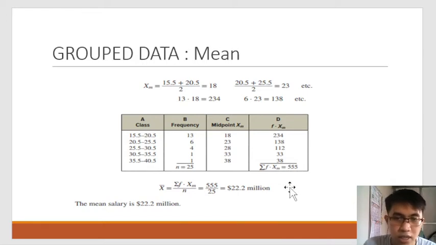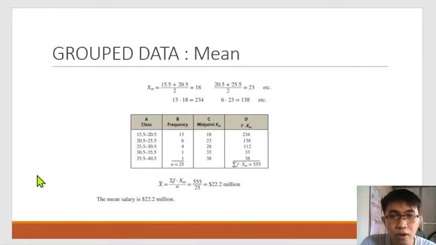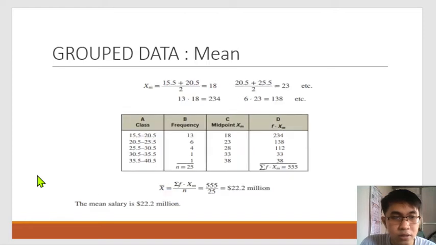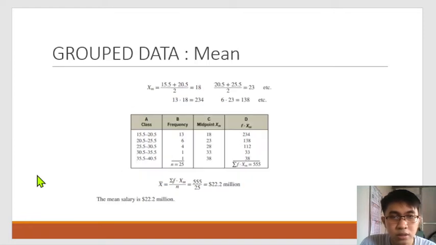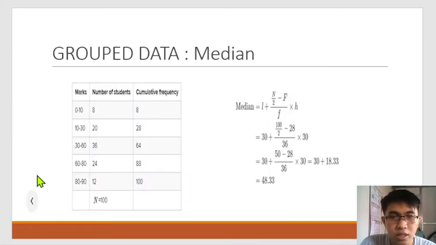Ayan, okay. Okay, let's proceed with the group data for this is the mean. So this is for your median. So paano naman daw po kapag group data po siya, merong interval or merong bracket at median yung hinahanap, paano natin makukuha yung gitna o yung tinatawag na median class kapag group data.